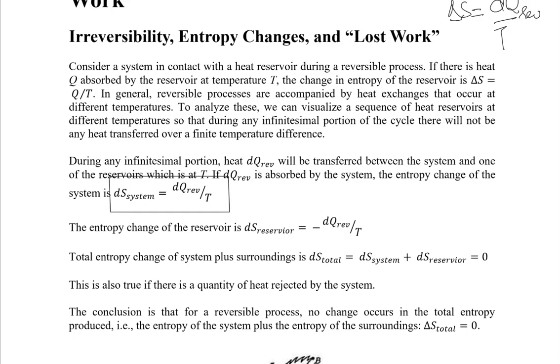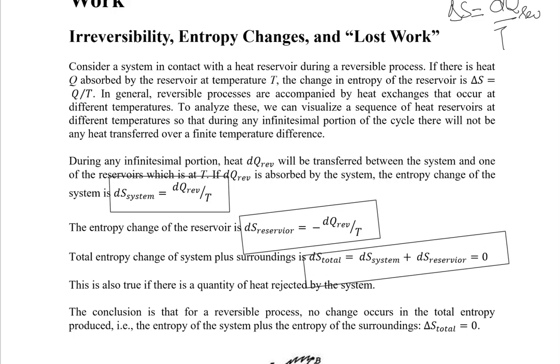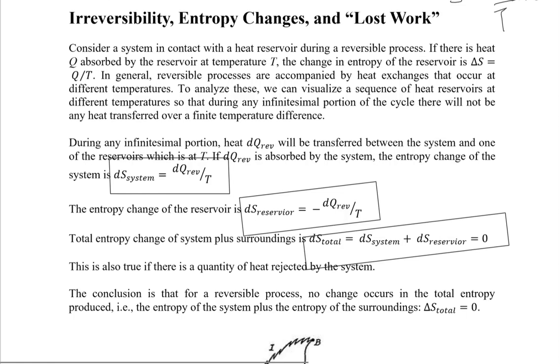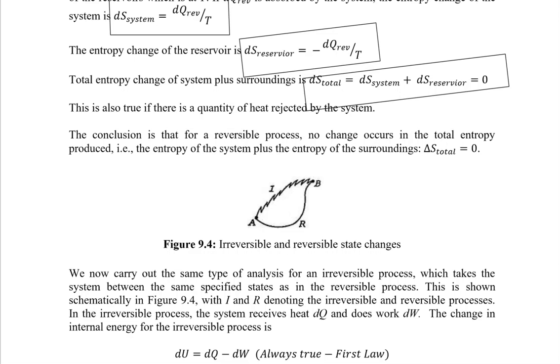In the same manner, the change in entropy of the reservoir, which is at temperature T, would be equal to the opposite of the entropy change in the system. So the total entropy change of the system and surroundings in a reversible process would be equal to zero. That is true for any reversible process when the system and reservoir are in equilibrium. The conclusion is that for a reversible process, no change occurs in the total entropy produced: the entropy of the system plus the entropy of the surroundings is equal to zero.